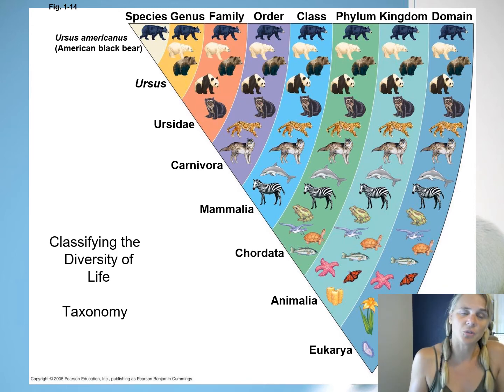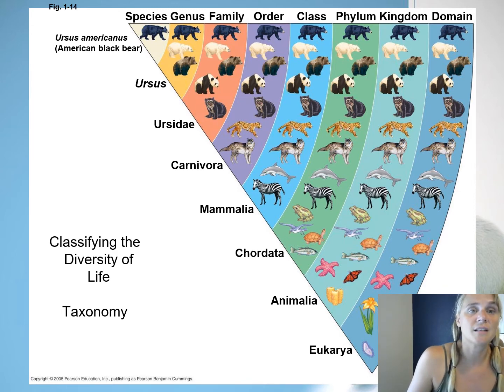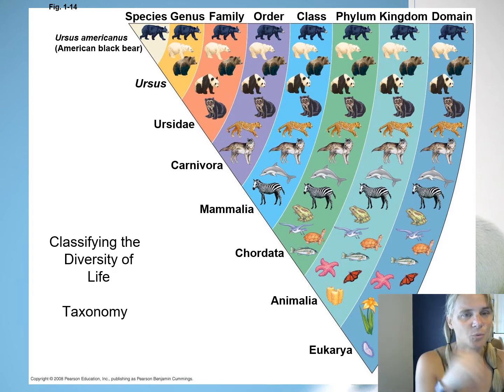So if we want to get a little bit more specific, we can move into the next category, which is the kingdom. So in the domain eukarya, there are 4 kingdoms: the animal kingdom, the plant kingdom, the fungus kingdom, and then the last one, sometimes not really called a kingdom, we'll talk about it later. It's a group called the protists.